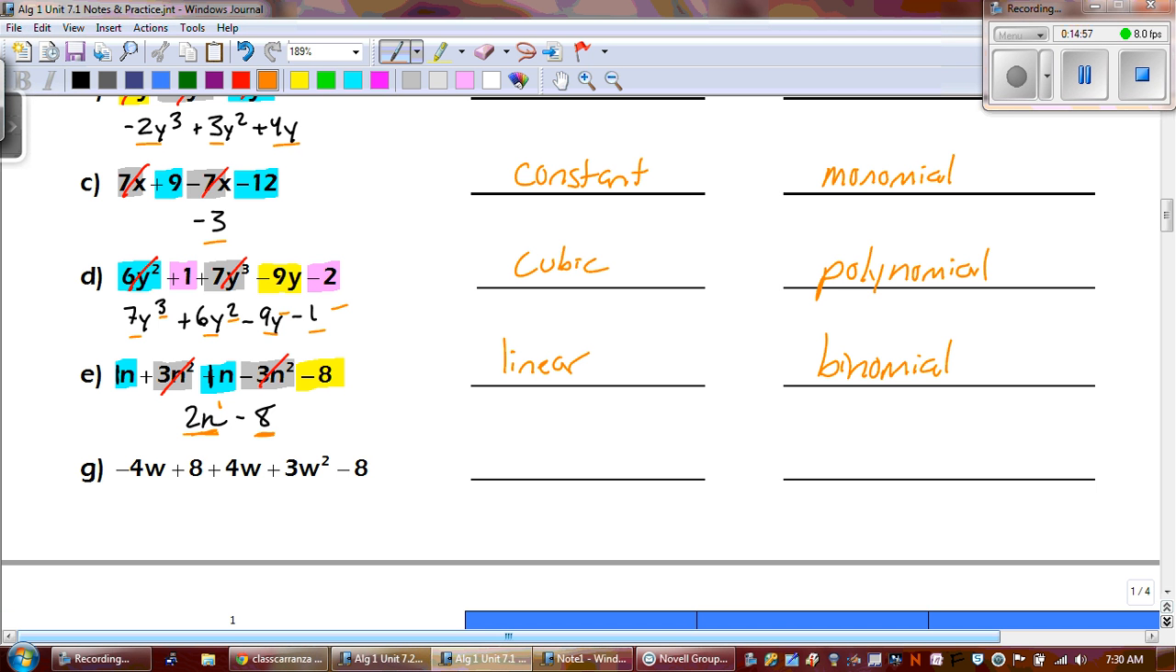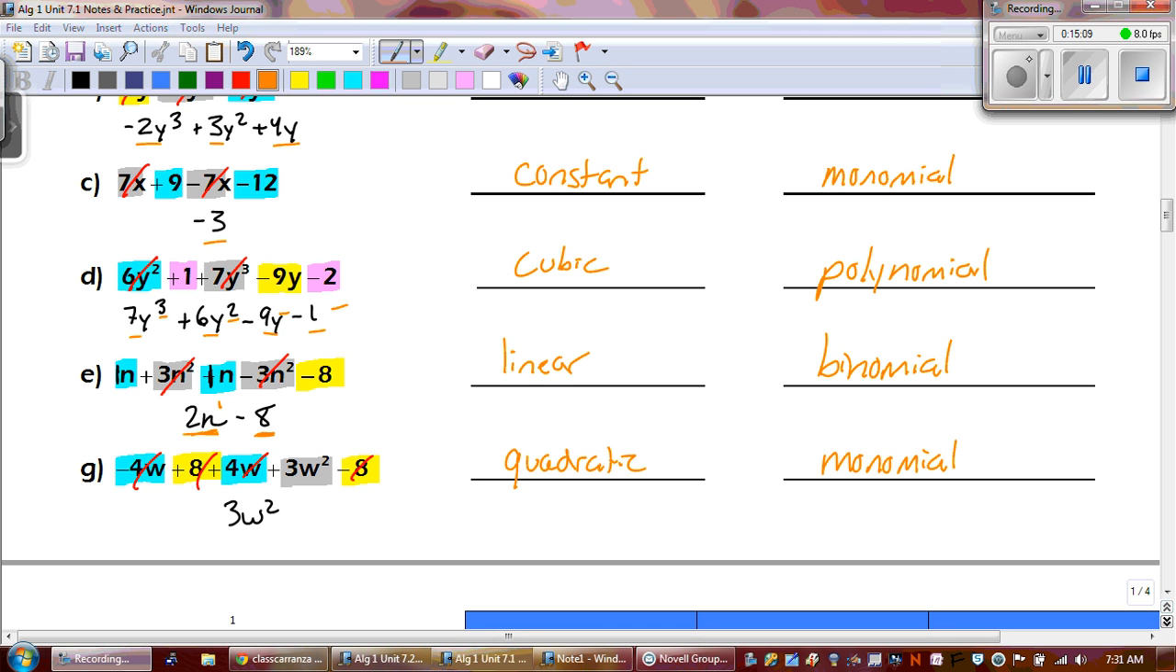Okay? And then G, once again, pause it. You're all on your own. Good luck. Okay, so the only thing that you're left with is that 3w squared. The 4w's canceled, and the 8's canceled. So then you're just left with a quadratic because it's got an exponent of 2, and it's a monomial because it's all by itself. Okay?